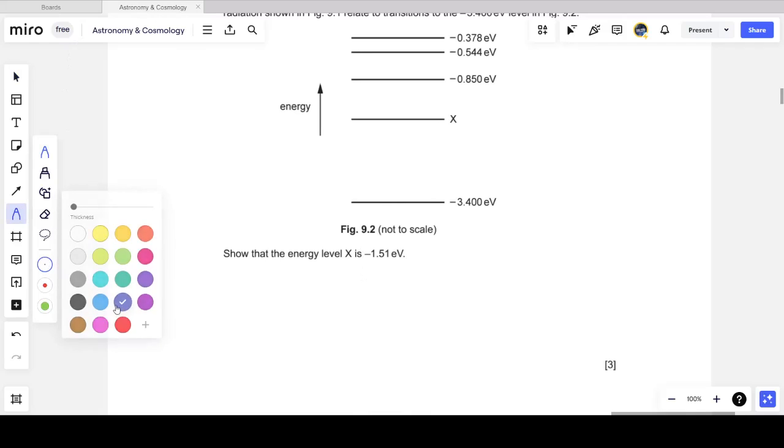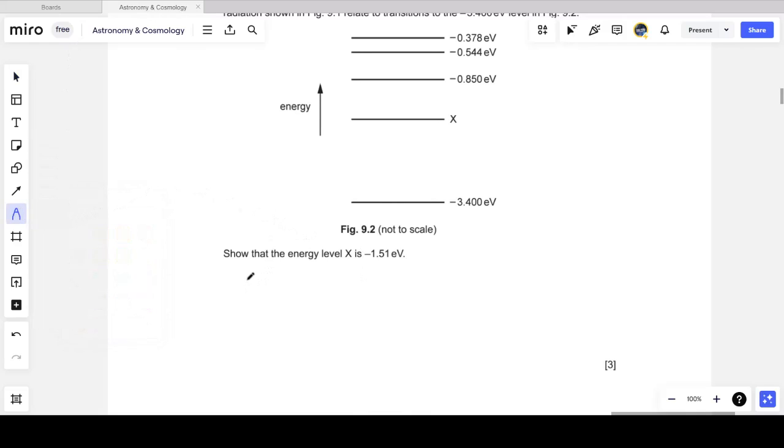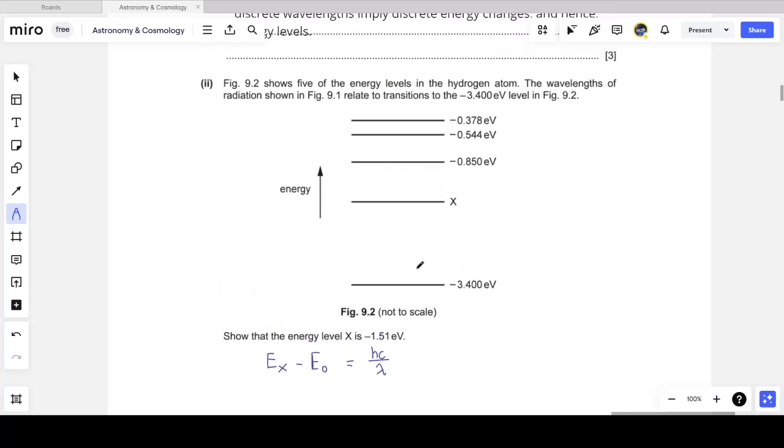So how do we figure out what the value of that energy level is going to be? What we know is that if I jump from EX to the ground state, or I can just call it E naught, the lowest state, which is minus 3.4 electron volts, what this must be equal to is the energy of the photon that's released, hc over lambda. But how do I know what photon is going to be released?